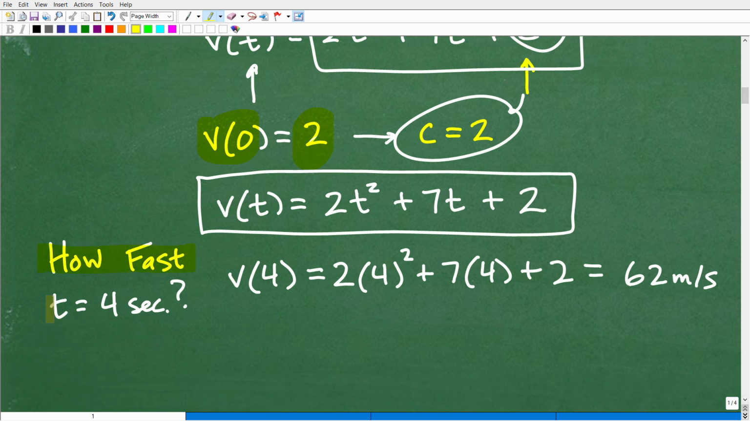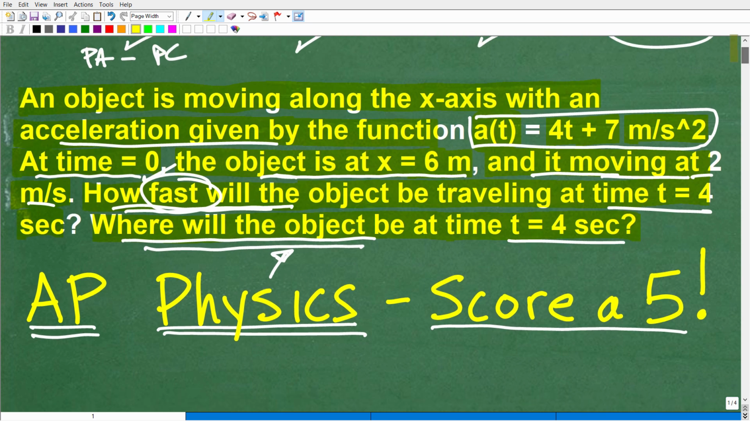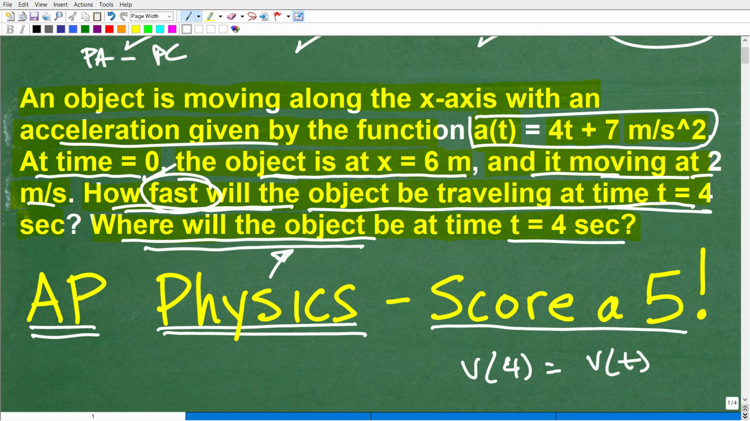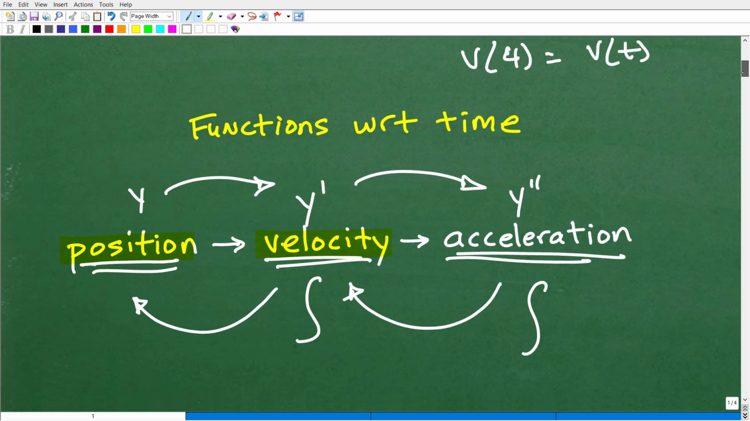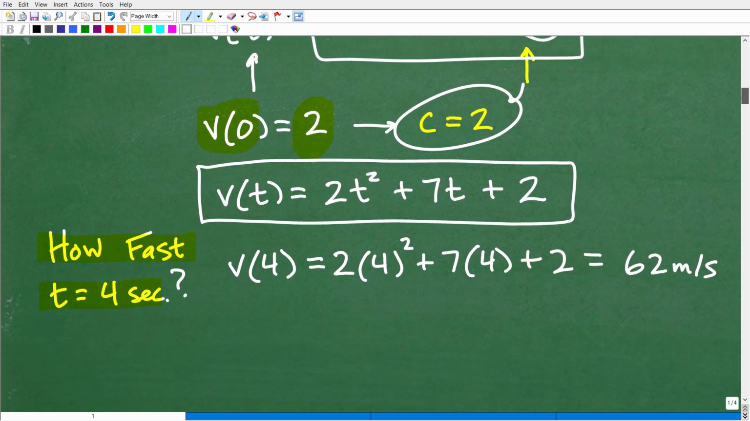How fast is this object moving at t equal to 4 seconds? Let's go back over here. Remember the problem, here it is right here. How fast will the object be moving at time equal to 4 seconds? All right, so I need to find v of 4, but of course, I need that velocity function. So I'm going to plug in 4 seconds into my velocity function here, v of t, and it will tell me the answer.